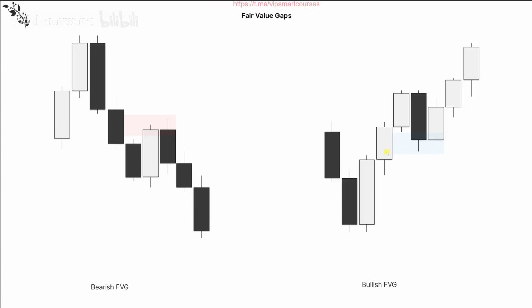Then here on the right, we have a bullish fair value gap. You see we have this wick and this wick do not overlap and leave a gap between this candle. As you see, price trades into this gap and then starts to expand away.